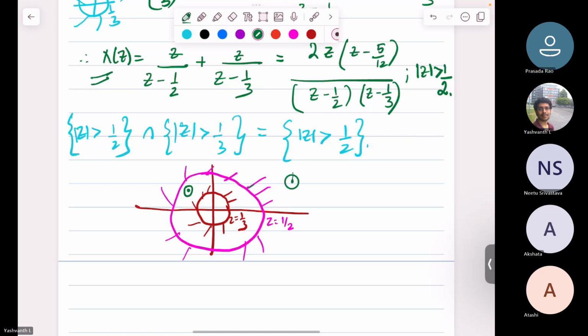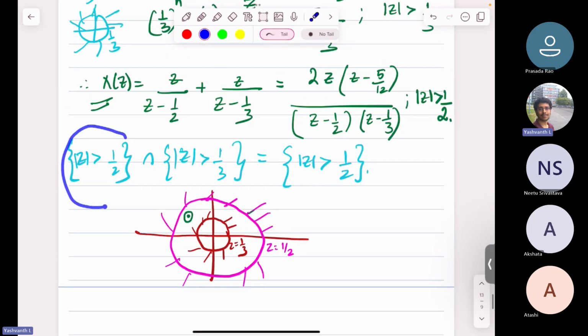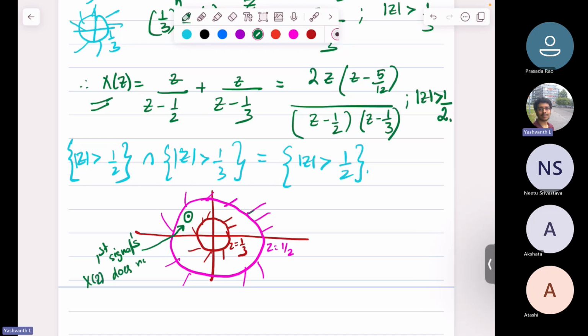That's why when you do intersection, that's what I meant by here. Basically, you have the region greater than half, intersection region greater than 1 by 3, is the region greater than half. That's why the ROC for the entire composite Z transform is mod Z greater than half. Let me write here: the first signal's X of Z does not converge at this point.